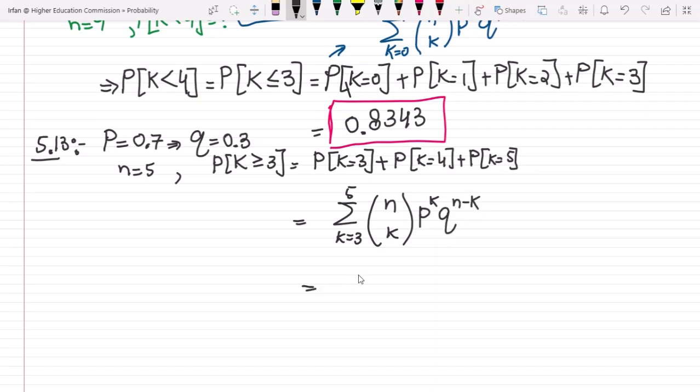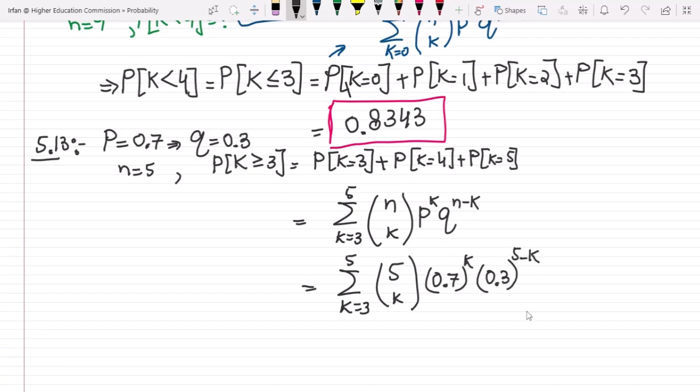Putting values here, k equal to 3 up to 5. N is how much? N is 5, this is k, and p is how much? That is 0.7, so 0.7 to the power k, and q is 0.3, and it would be 5 minus k.